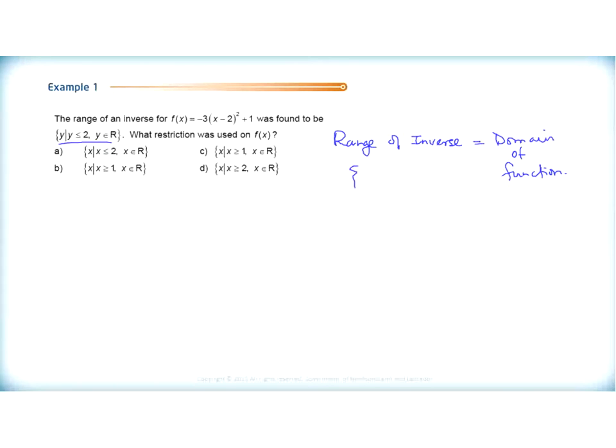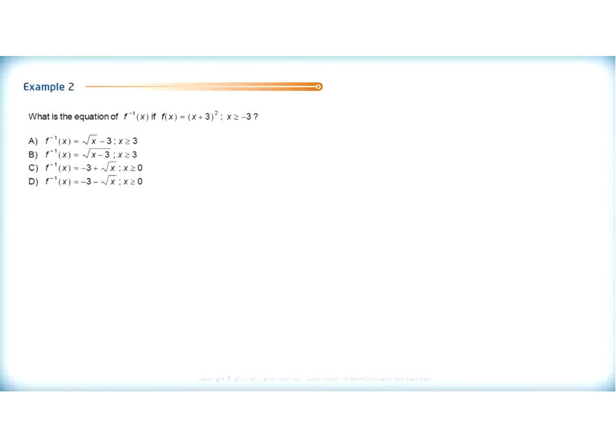So if the range of the inverse is y such that y is less than or equal to 2, then the domain of the original function had to be less than or equal to 2 as well. The range of the inverse is equal to the domain of the function. So it's less than or equal to 2. Correct answer is A. Again, I encourage you to maybe stop the recording, try these questions before I do them, see if you can get them correct.